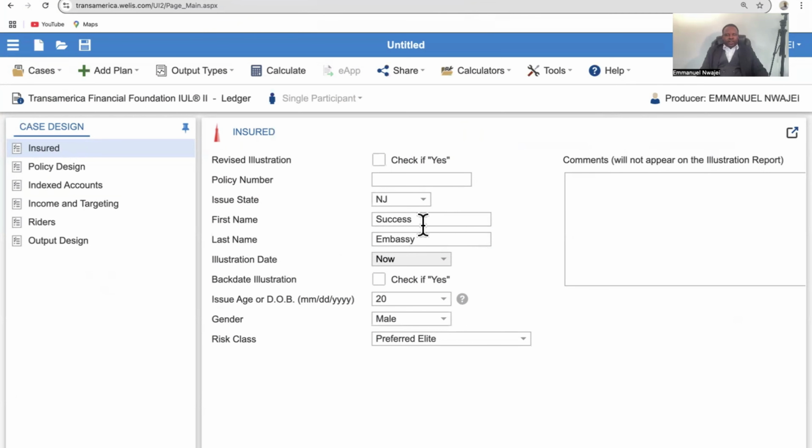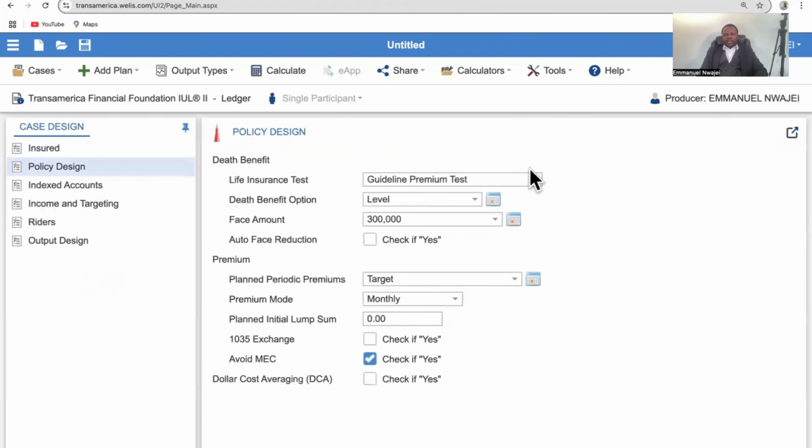Somebody called Success, and that person's age is 20 years. That person is a male, and a preferred risk. Preferred risk means somebody who has sound health, is not sick, is not having any form of infirmity, and all that. That is the scenario. Let me move on.